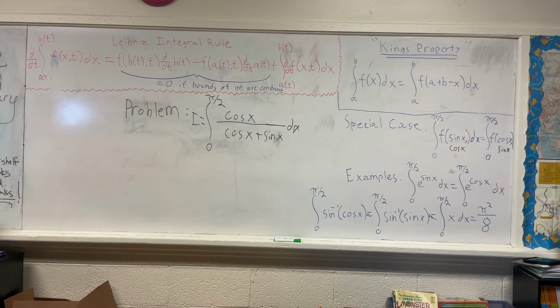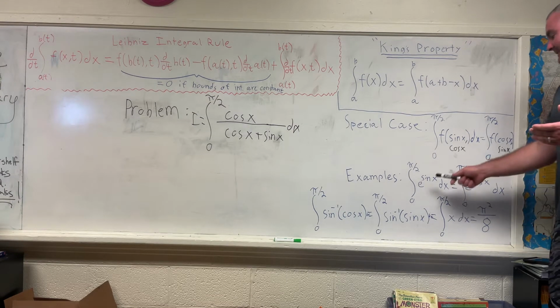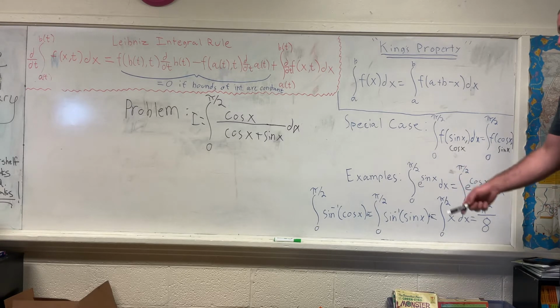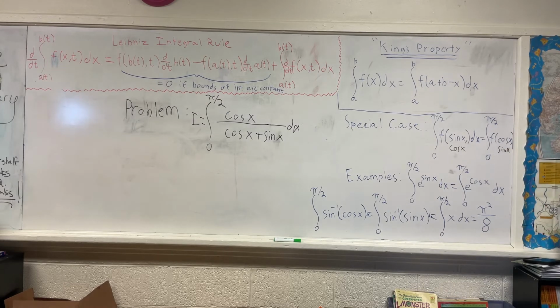Some examples of what that means is like the integral from 0 to pi over 2 of e to the sine x dx is equal to the integral from 0 to pi over 2 of e to the cosine x dx. And also that the integral from 0 to pi over 2 of the inverse sine of cosine x dx is equal to the integral from 0 to pi over 2 of the inverse sine of sine x dx.